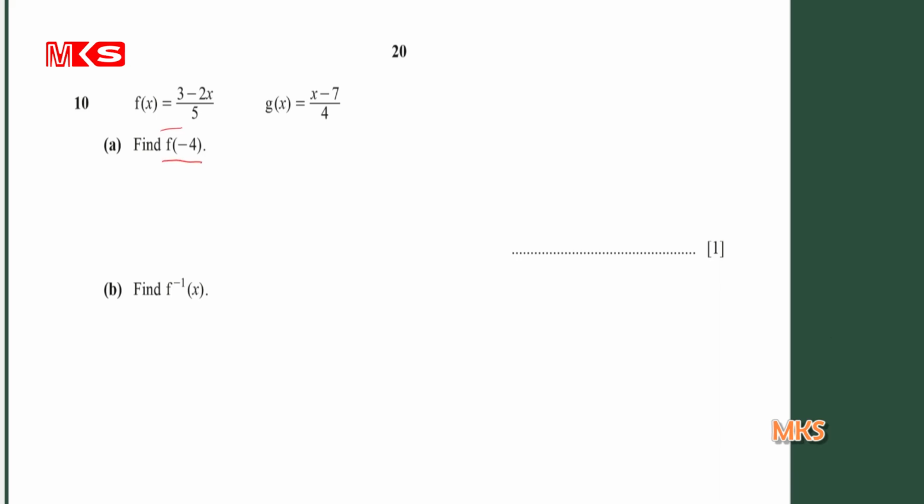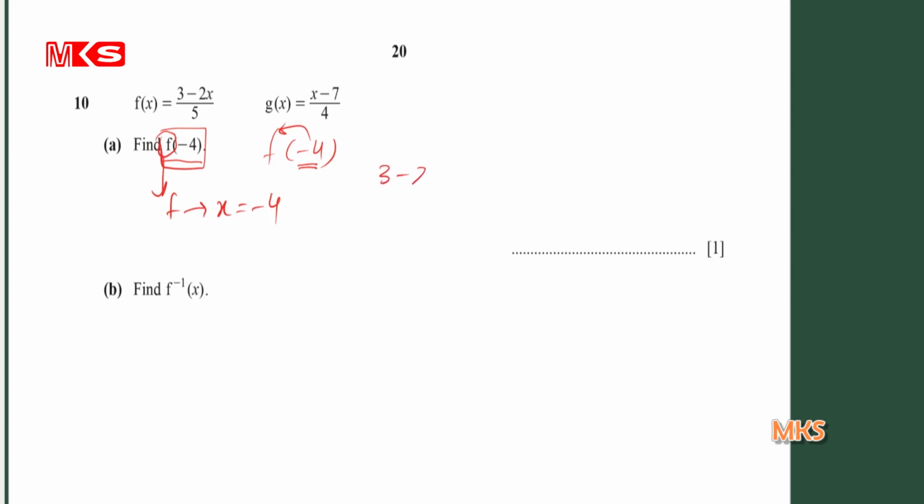f of minus 4 means, this is the name of the function, that in the f function you have to put the value of x as -4 and find the answer. You have to substitute the value of x is equal to -4 in f function.